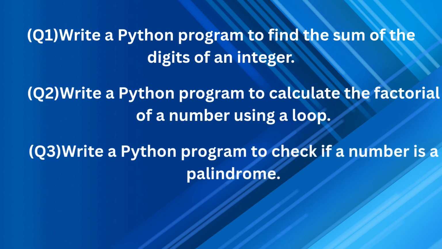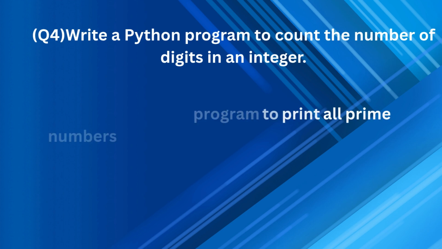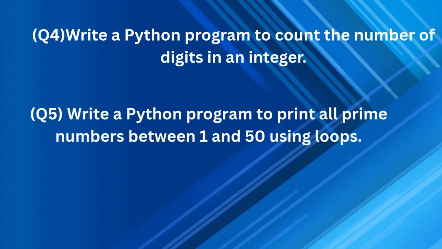Number 3. Write a Python program to check if a number is a palindrome. Number 4. Write a Python program to count the number of digits in an integer. Number 5. Write a Python program to print all prime numbers between 1 and 50 using loops.